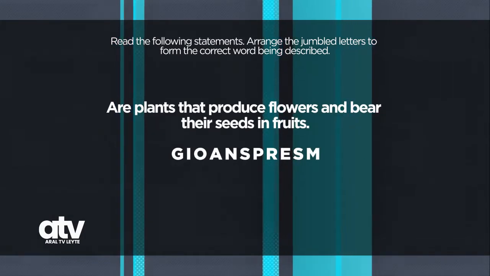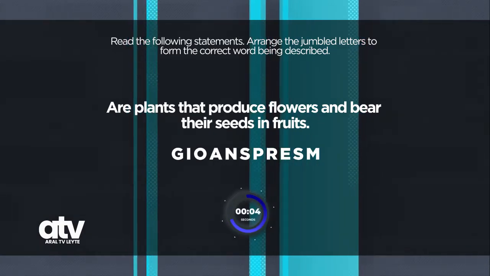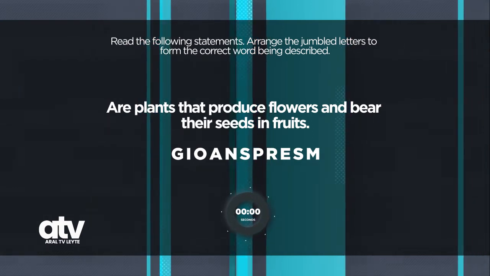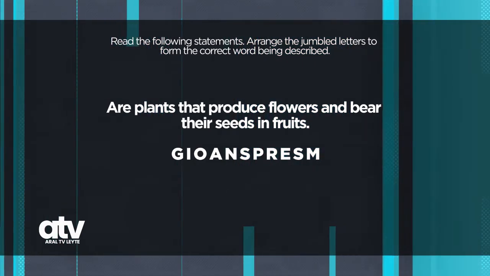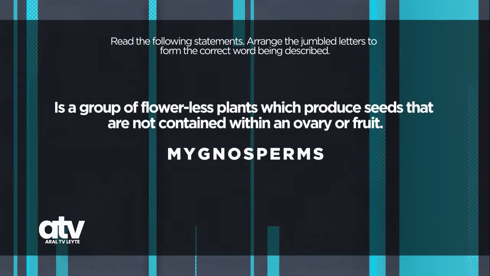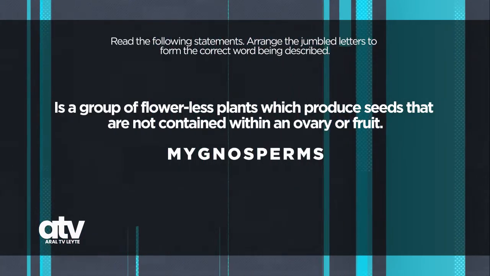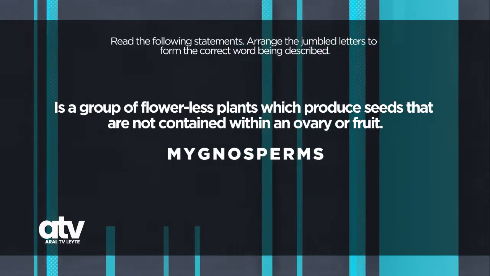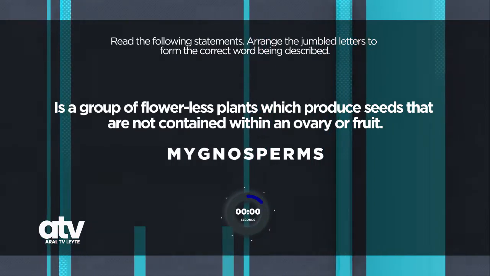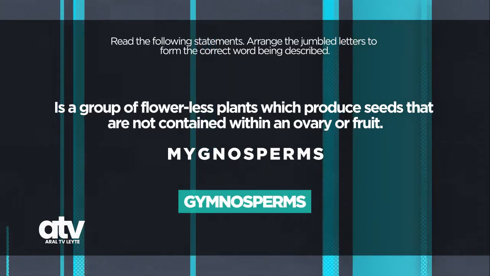Number 3. These are plants that produce flowers and bear their seeds in fruits. The correct answer is angiosperms. Number 4 is a group of flowerless plants which produce seeds that are not contained within an ovary or fruit. The correct answer is gymnosperms.